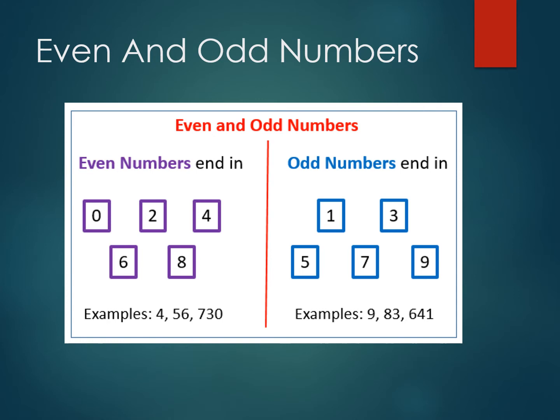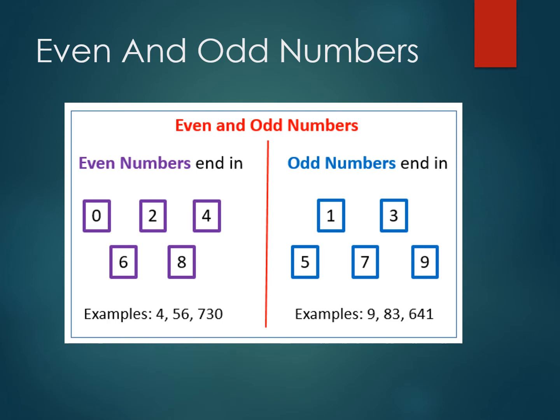Let's move to odd numbers. Odd numbers end in 1, 3, 5, 7, and 9. Examples. 9 is odd number. 83 ends in 3, and 3 is odd number. That's why 83 is odd number. 641, it ends in 1, and 1 is odd number. That's why 641 is odd number.